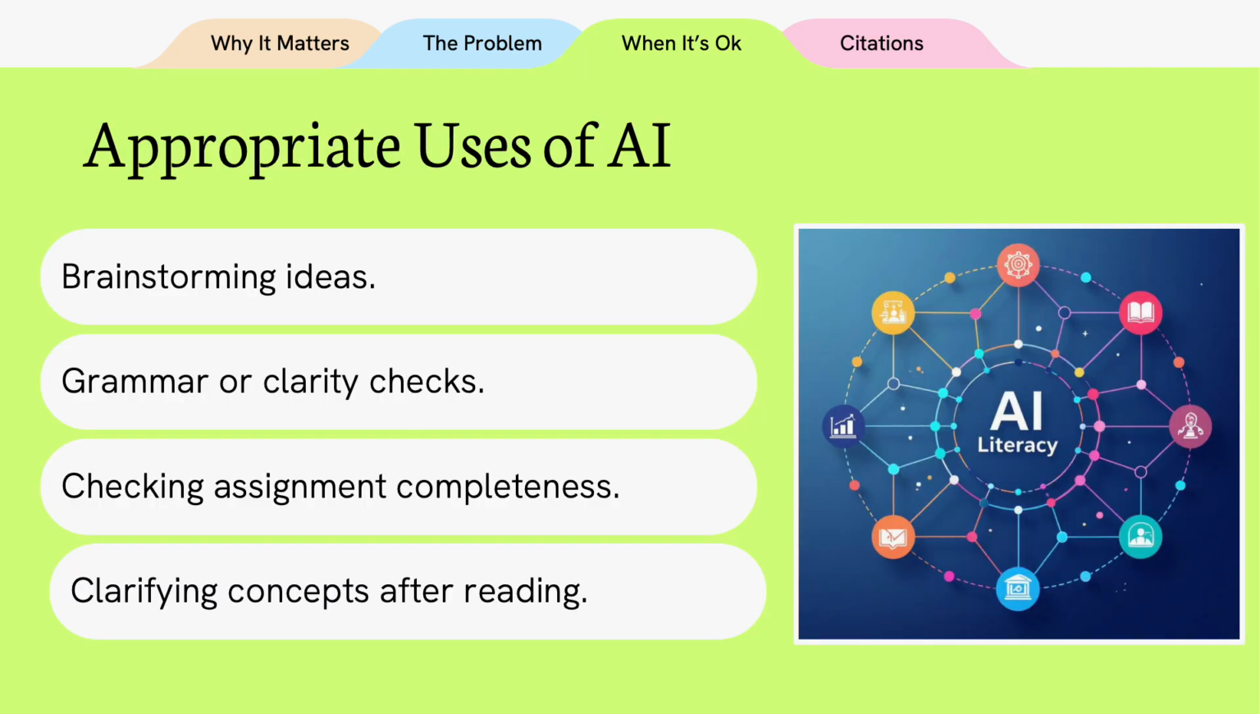Appropriate uses of AI. It could be used as a support tool, not an author. A helpful rule could be that if you cannot explain the content that you submit without the AI tool, then AI probably did too much. So you might use it to help you brainstorm, help with grammar or clarity checks without fully rewriting the assignment, or check assignment completeness, maybe making sure that you answered every question. You could have it clarify concepts after reading, so just getting a deeper dive into the course readings.